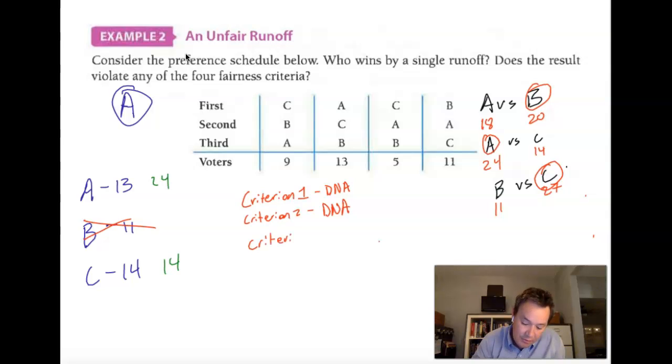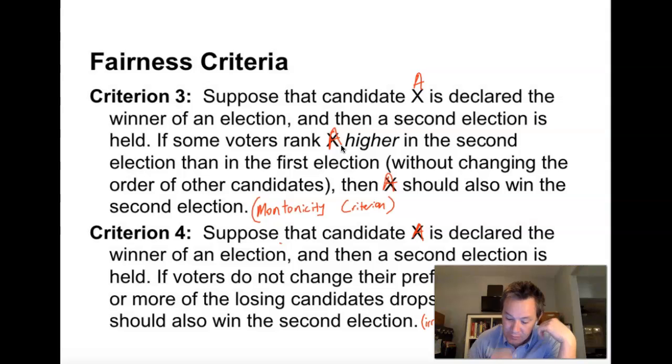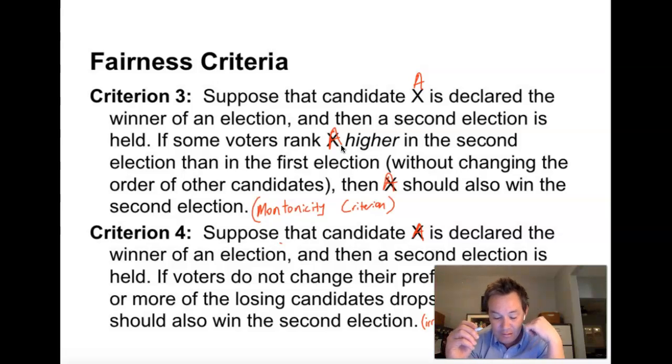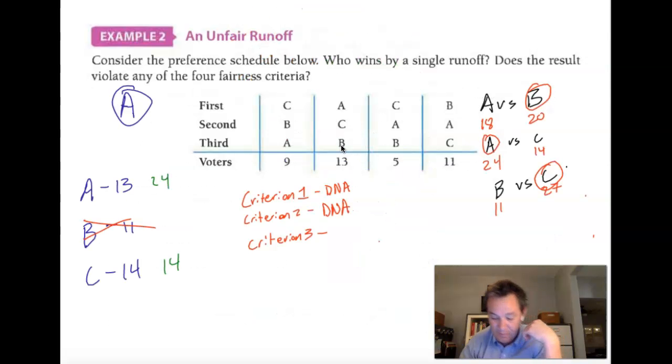Criterion 3. So criterion 3 is the weird one. It's the monotonicity criterion, where if a candidate is declared the winner, then a second election is held and some voters rank that winning candidate higher without changing the order of the others, then that candidate should still win the second election. But that's actually not the case in this example. So I'll show you why.